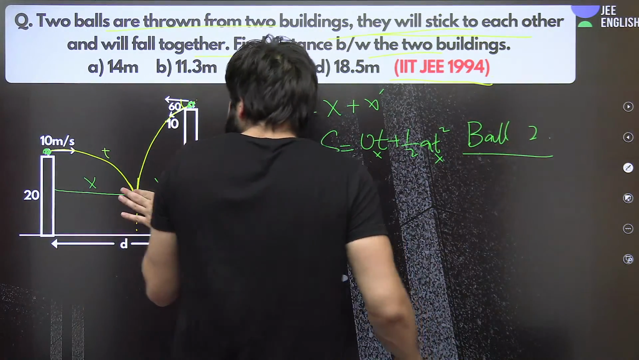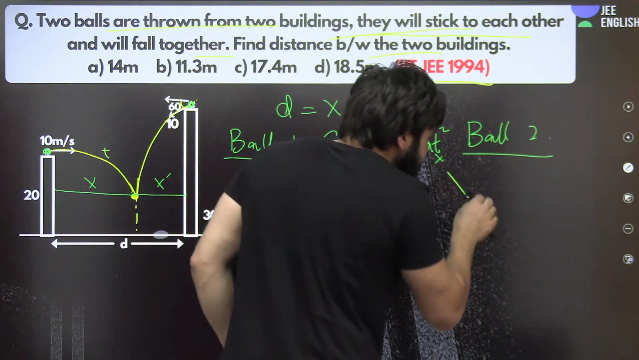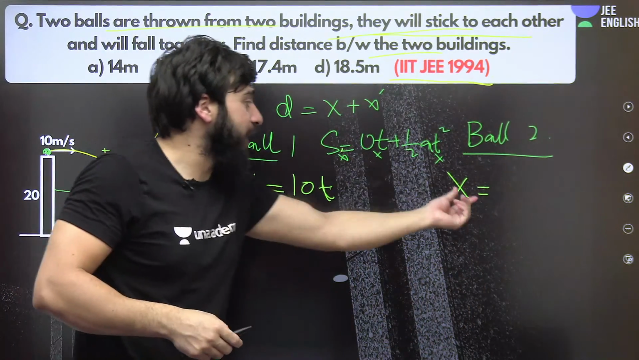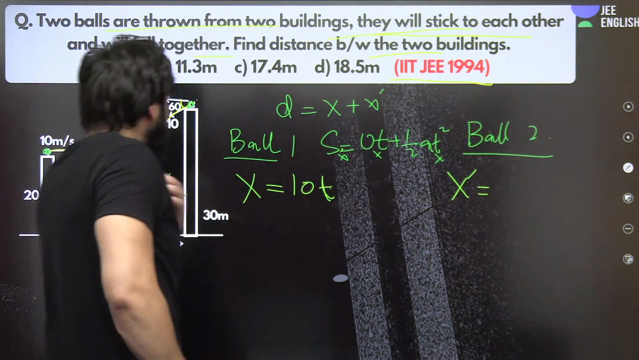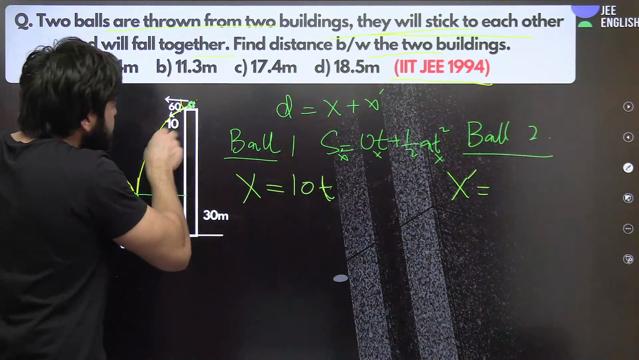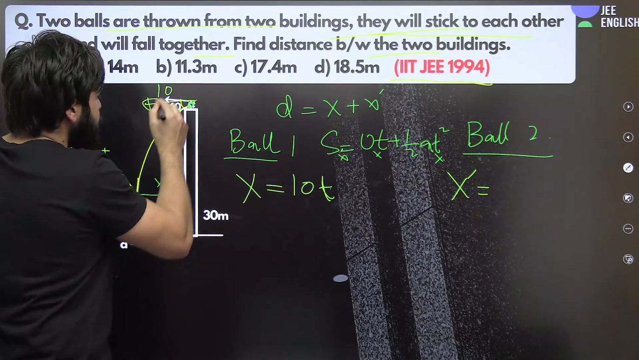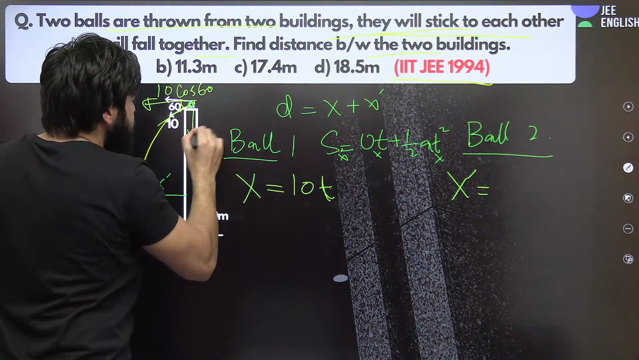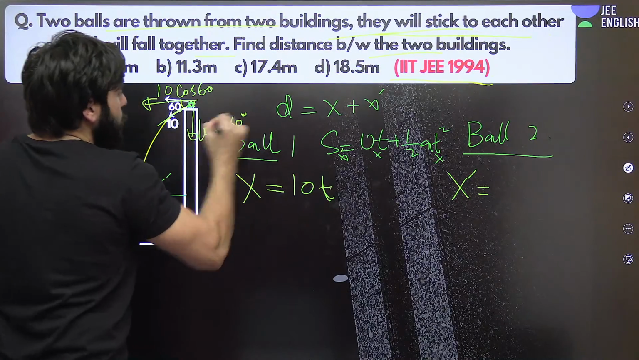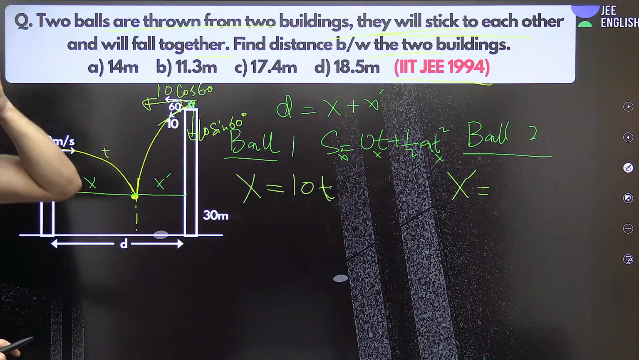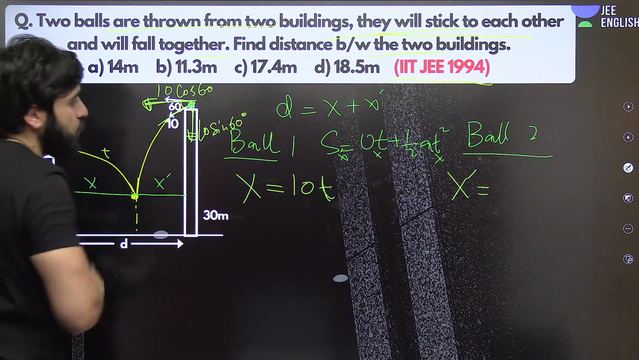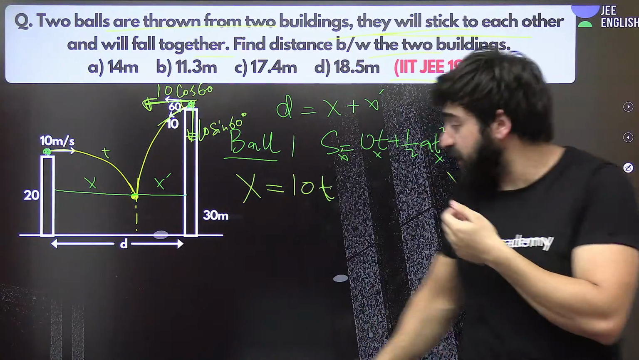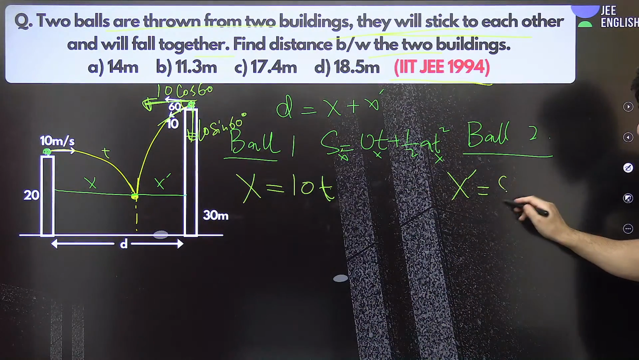Next, we'll find this x dash, that is the range of this one. S is equal to x dash. Now, the initial velocity in x direction is 10 cos of 60 degrees, and in the vertical direction it is 10 sine of 60 degrees. So 10 cos of 60 degrees is nothing but 5, and 10 sine of 60 degrees is 5 root 3 by 2.